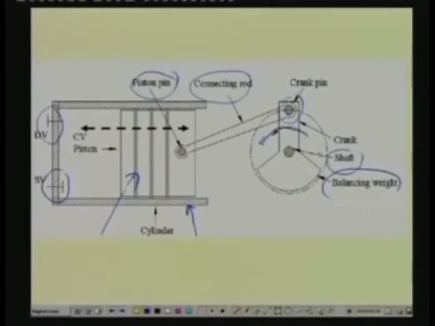So the rotation of the crankshaft gives a rectilinear motion of the piston. As the piston moves in this direction, suction and compression take place. For example, let us say that the piston is initially at this position, which is called the inner dead center. From this point, as it moves in this direction, the pressure inside the cylinder falls. Once the pressure inside the cylinder falls, the suction valve opens and refrigerant enters the compressor. This process takes place as long as the piston is moving towards what is known as the outer dead center.